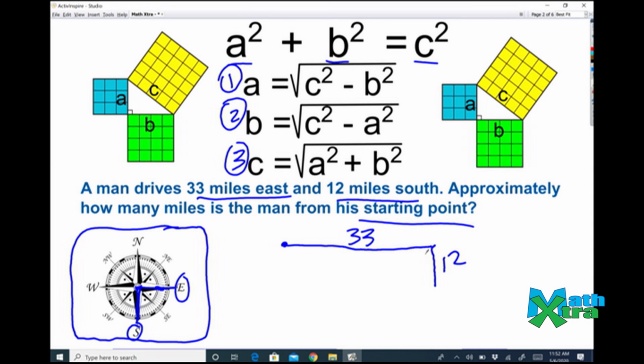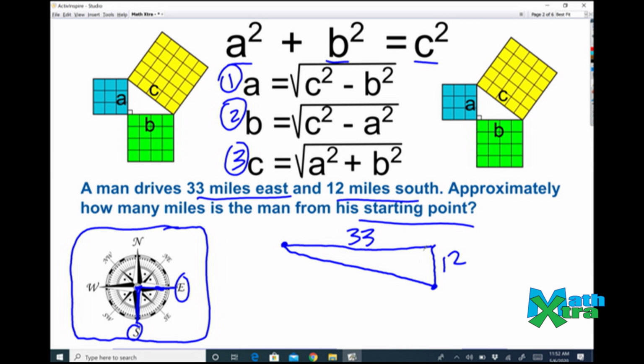So this whole lesson deals with what? The Pythagorean Theorem. What does the Pythagorean Theorem deal with? Right triangles. What do you think we're going to do? We're going to actually draw a right triangle. So let's look at our problem. I see that he's here now, and I want to know where he's at. How far is he from his starting point?